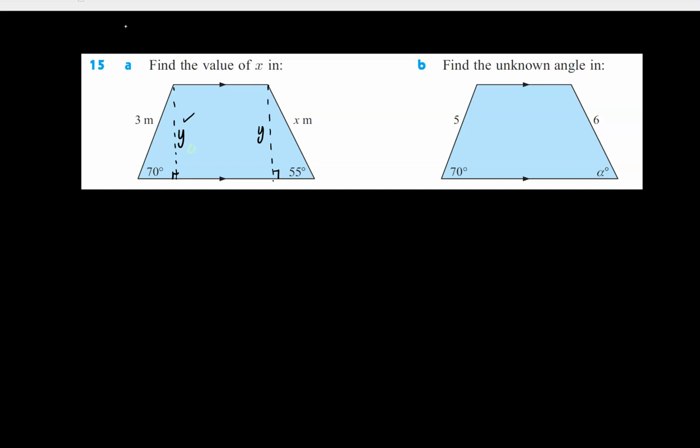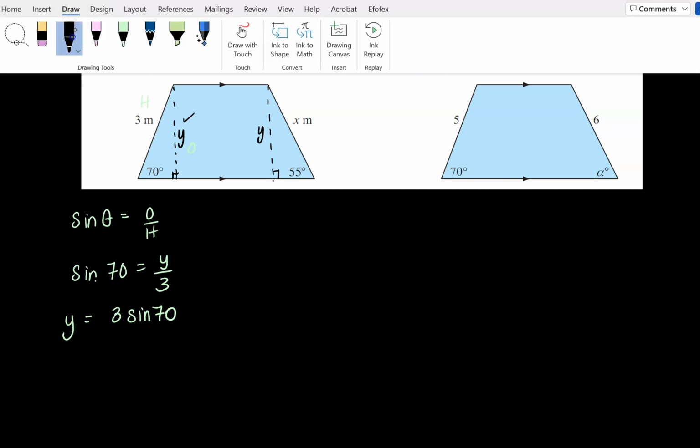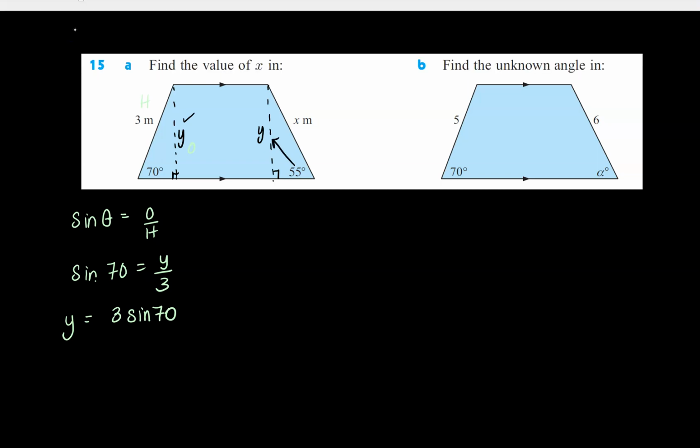That's opposite and hypotenuse, so it's sine. So sine theta equals opposite over hypotenuse. Pop our information in: y over 3, so y is 3 sine 70, and because I'm using this in the next step, I am going to leave it like that. I'm not bothering to work it out. And again, over here, that's your opposite, that's your hypotenuse. So once again, we're using sine.